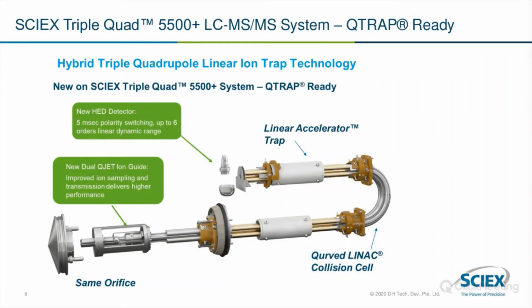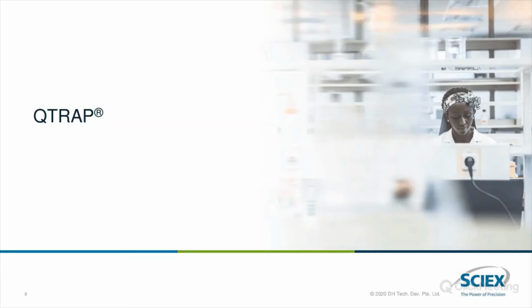And then you have a curved linear collision cell, and detector technology in this machine is also different, as I explained to you. It comes with the HED detector, which is the same as 6500 plus. So there is a lot of improvement in this 5500 plus we are having right now.